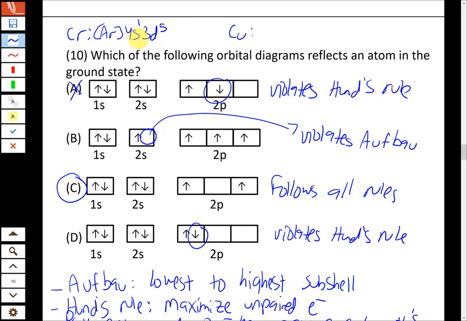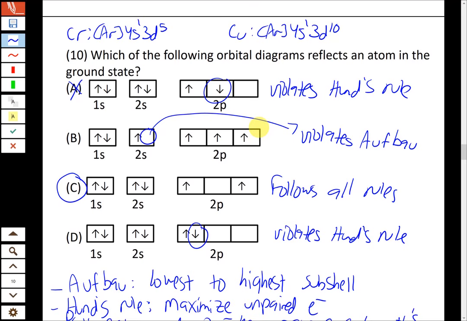So for chromium, instead of 4s2 3d4, you only half fill the 4s and put one of the electrons up to 3d. And then for copper, similar story. It's going to be 4s1 3d10. So you'll half fill the 4s and then fill the 3d. So there are 2 that violate the Aufbau principle that you need to be familiar with. But it never happens in the 2s and 2p subshells, and in a problem like this, you want to make sure that you just choose the one that follows those 3 rules.